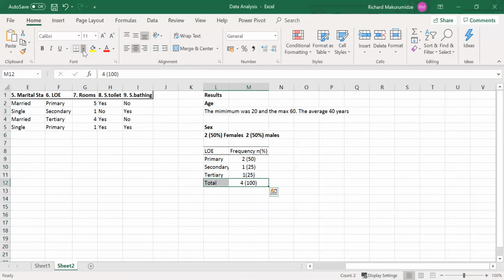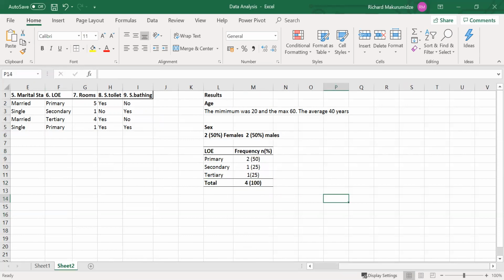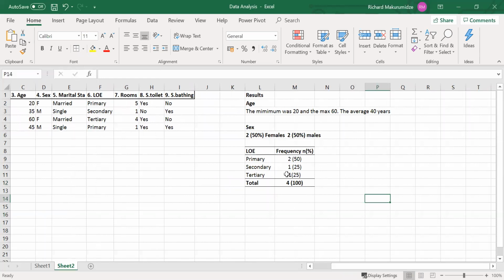This is the total number of people. So my heading is a table, not bolded, and then the total you also bold. So this is an example of a table showing, out of our study participants watching it now, how many were from primary.